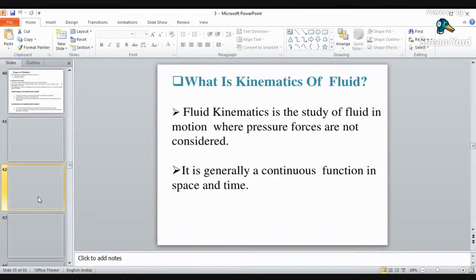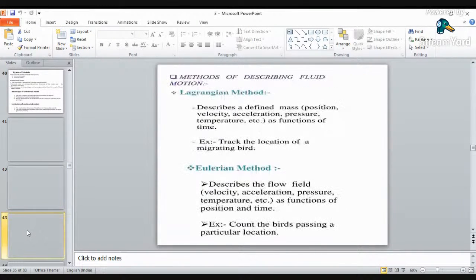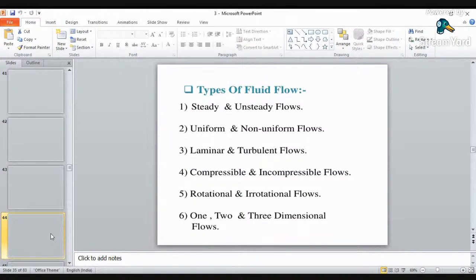Kinematics of flow. Kinetics deals with the forces, how the forces are acting and the behavior of forces. But kinematics deals with flow when you do not consider the effect of pressure forces on a particular object or a moving body. Okay, so on the basis of kinematics of flow, various types of classifications are given.